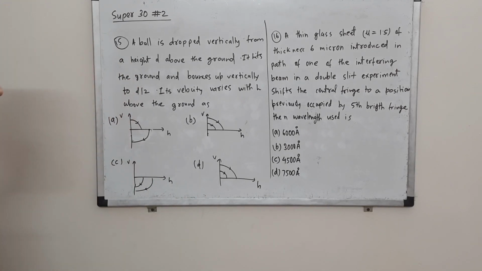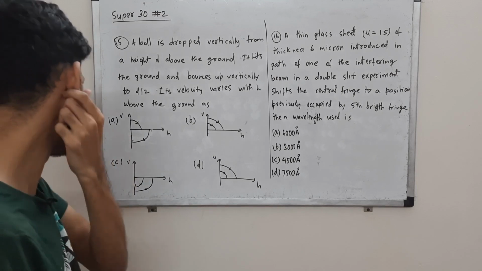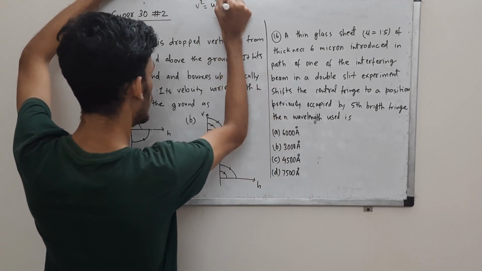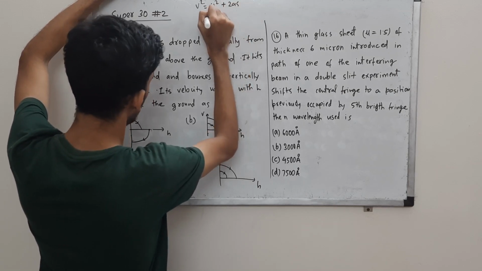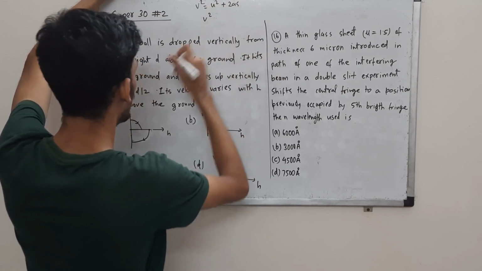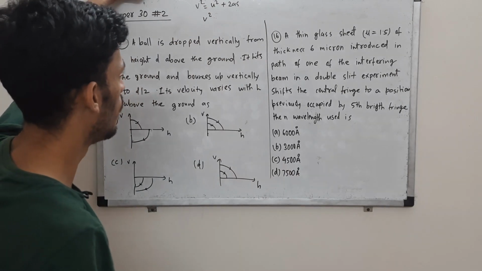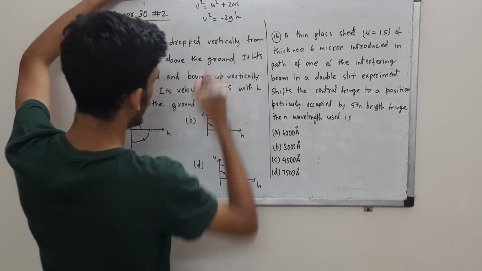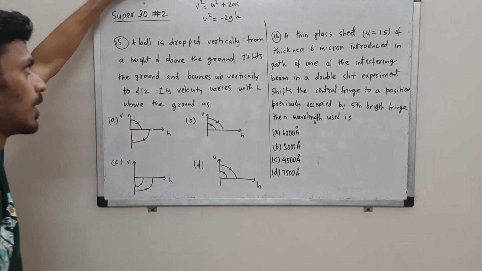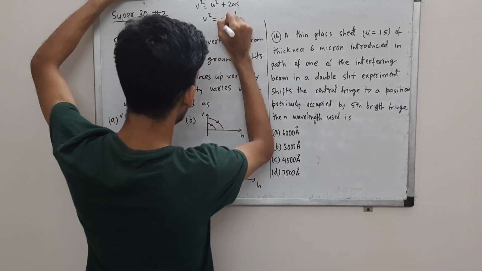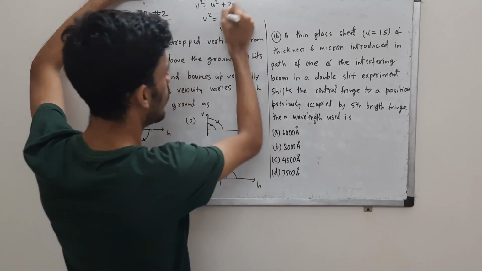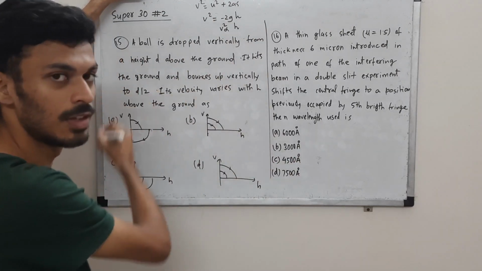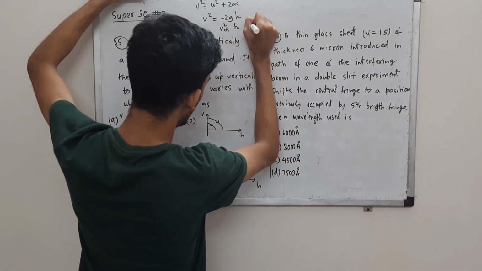So let's come to this question. Here we are dropping the ball and we are supposed to tell the plot of v versus h. Now we can use the equation of motion, v square is equal to u square plus 2as. Drop meaning u is 0. Then we have v square as minus 2gs, or 2gh we can say, because it's the height. You can see that v square is proportional to h, or minus h. So this is a parabola. Each of these graphs is a parabola within itself.